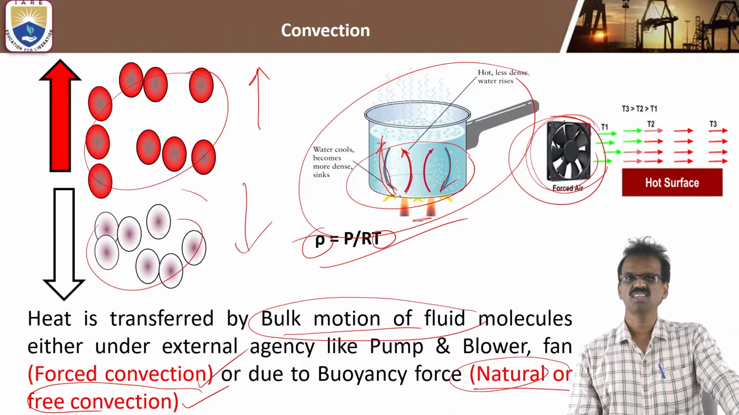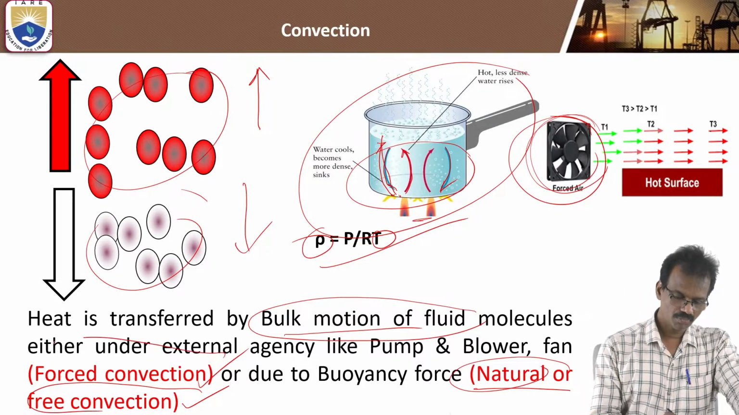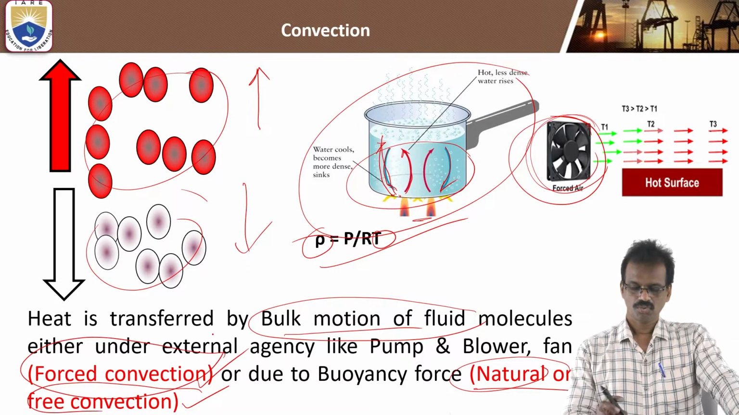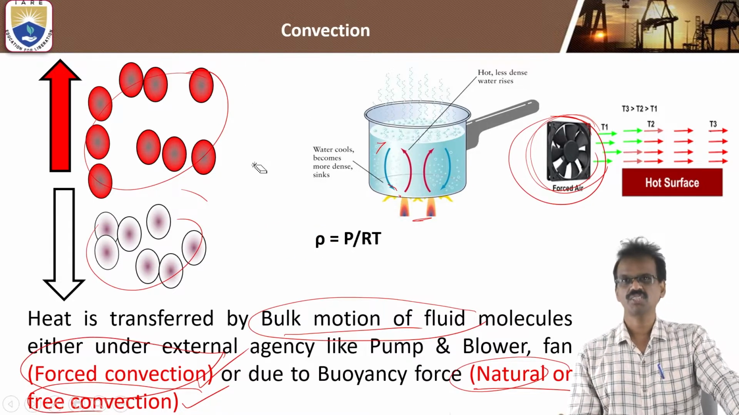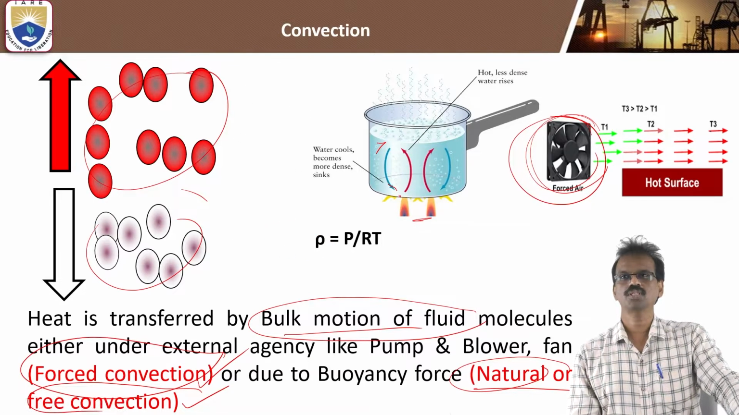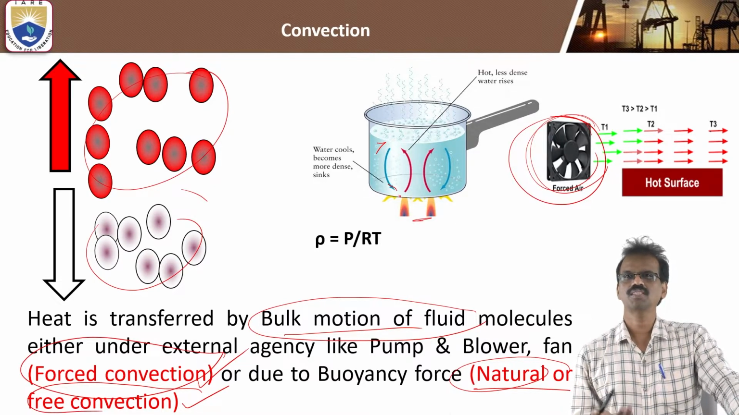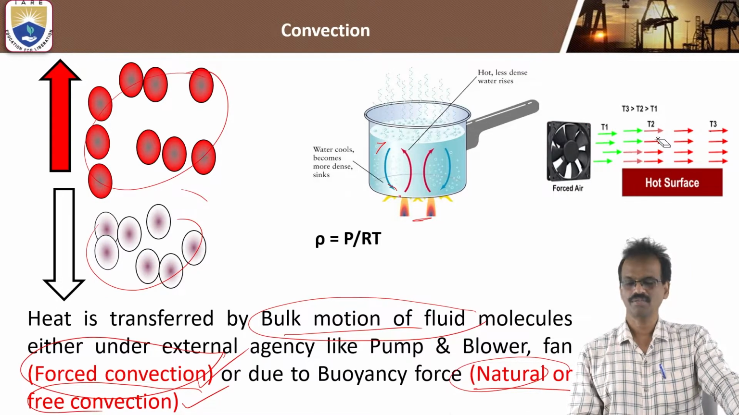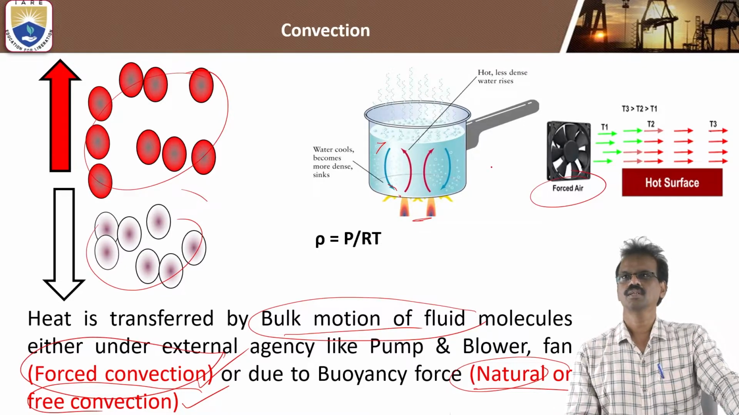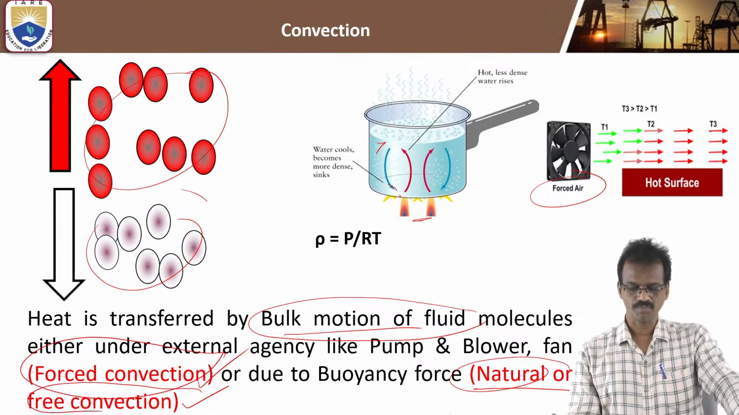So that one is called forced convection. So in total, convection is of two types: one is natural convection, another one is forced convection. Natural convection occurs by the effect of buoyancy, that is, by the effect of density differences. But forced convection occurs by the effect of some external agents like fans and blowers like this one.